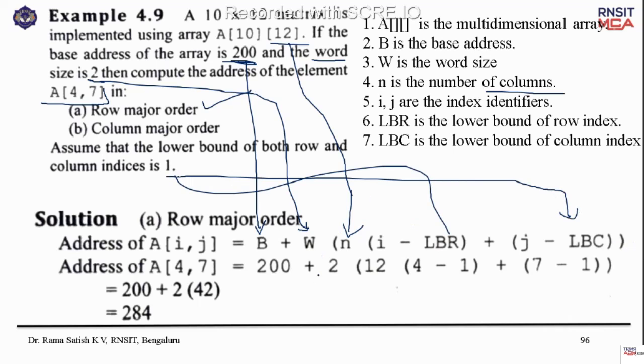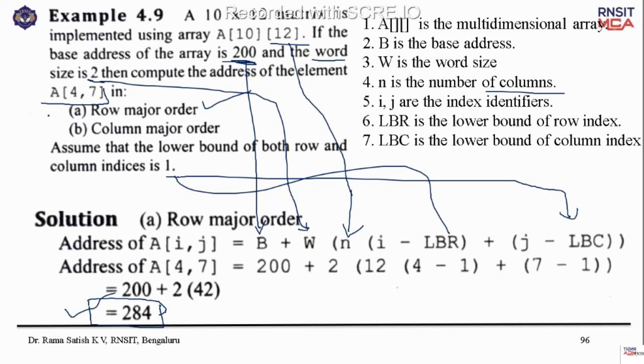So put in the values: 200 plus 2 into 12, into (4 minus 1). The I value is already given: I is 4 and J is 7. You just put the value of I, and the J value here. So finally you calculate 200 plus 2 into 12 into 3, that is 36, plus (7 minus 1), which is 6. So 36 plus 6 is 42, and 2 into 42 is 84. So this is the memory address: if the array starts from 200, A of 4 comma 7 is available at 284. This is how it is calculated.